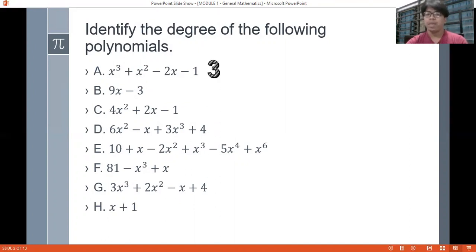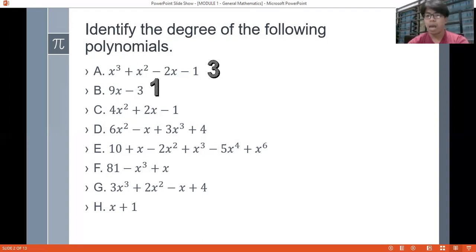Next one, letter B, 9x minus 3. Anyone? Yes, very good. That is 1. Why is it 1? Because we look at the variable first, and if the variable is alone, it means the imaginary exponent of this variable is 1.